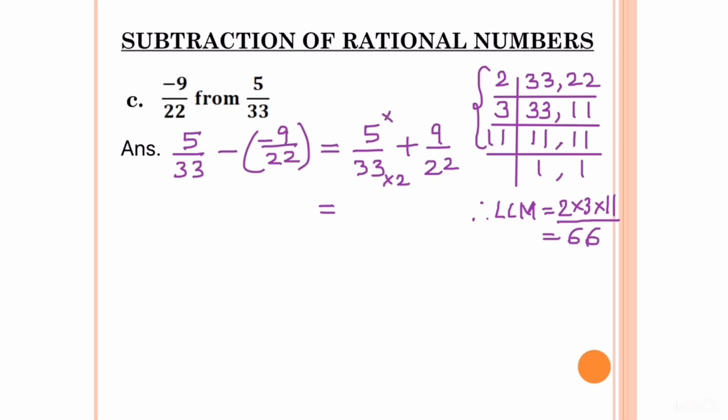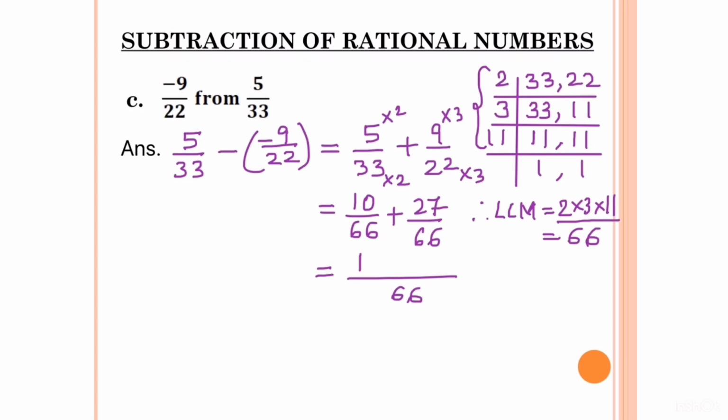The same 2 we will multiply even with the numerator. Now 22 times 3 is 66. We will multiply 3 even with the numerator. So 5 times 2 is 10 by 66 plus 9 times 3 is 27 by 66. Now we have got the same denominator. This expression is equal to, we will take 66 as the common denominator and add the numerators.